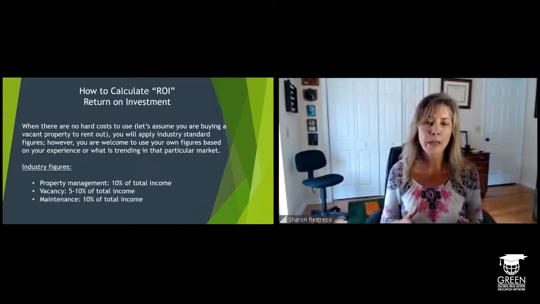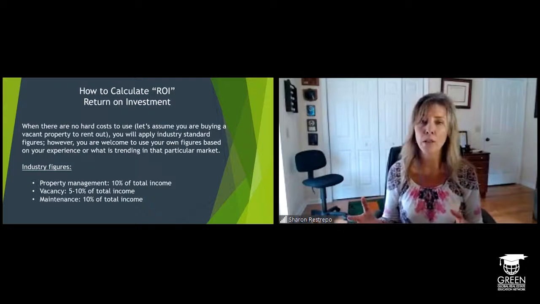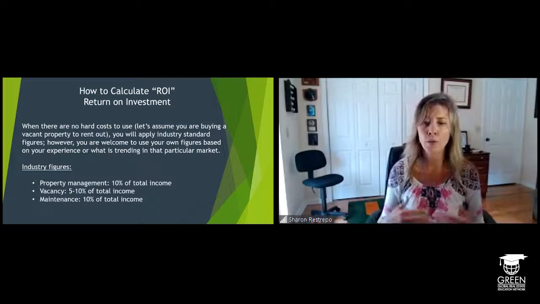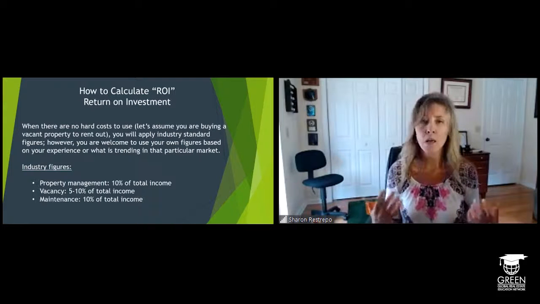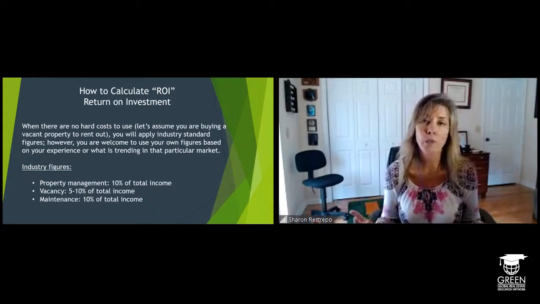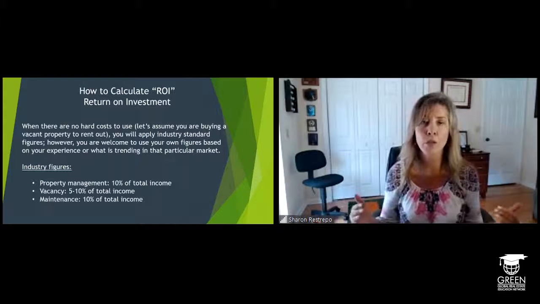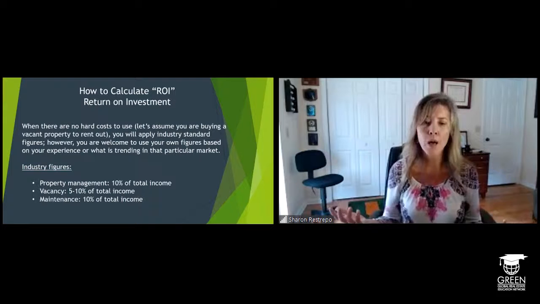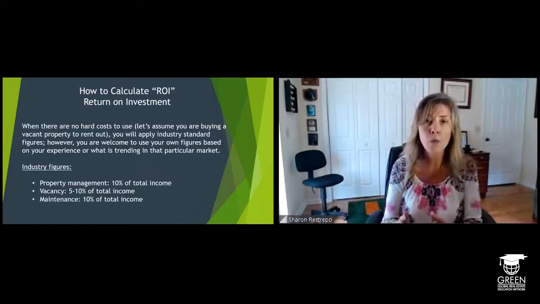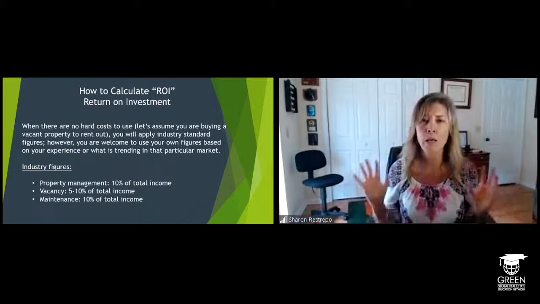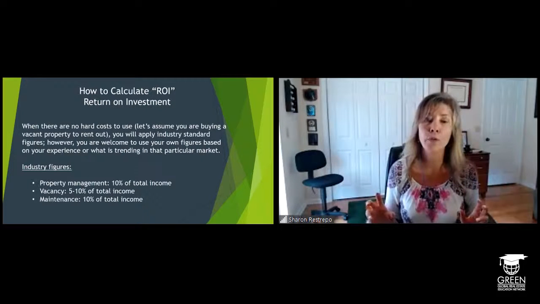So property management, the industry figure that is used in formulations to calculate ROI, is 10%. And so 10% of the total income for the year, remember we use annual figures, is what the industry standard is to use. So you might negotiate 5% property management. You might say, I'm going to manage everything on my own and I'm not even going to use this figure. Or you might pay more. I don't know. Okay, so whatever it is that you can apply. But if you don't know and you say, I just want to use the industry standard figures, then you're going to use 10% for property management.